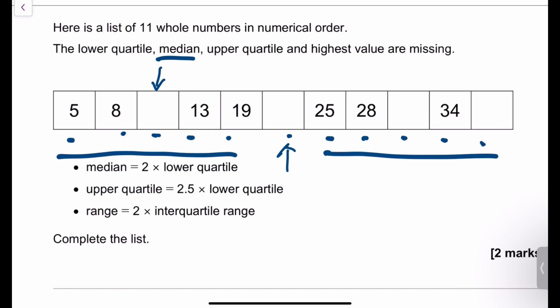Have I got my upper quartile? And my range is 2 times my interquartile range. I'm missing something here. Right, that's my upper quartile as well. That's Q3. This is my Q2. This is my Q1. Right. The lower quartile, median, upper quartile, and highest values are missing.